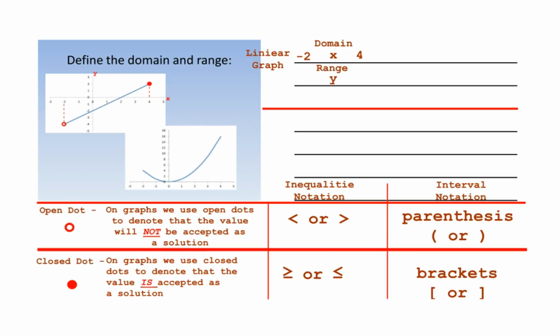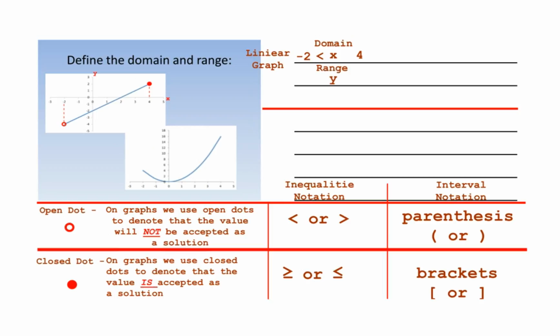So we put an x in the middle. On the left side, we put the lower boundary. On the right side, we put the higher boundary. Okay, so on the left side, we have an open dot. That means -2 is not acceptable as a solution. So we put a less than inequality sign because it's the lower boundary. So with x in the middle, we have a less than sign between the -2 and the x. So far we have -2 is less than x.